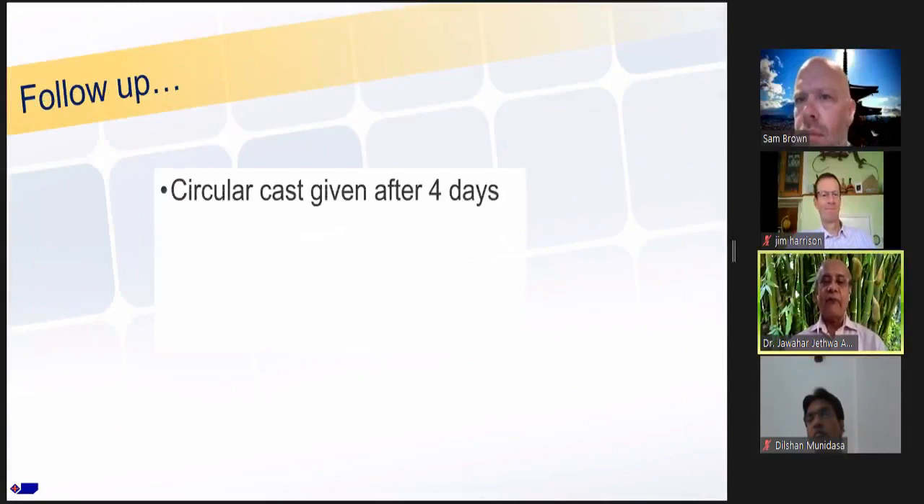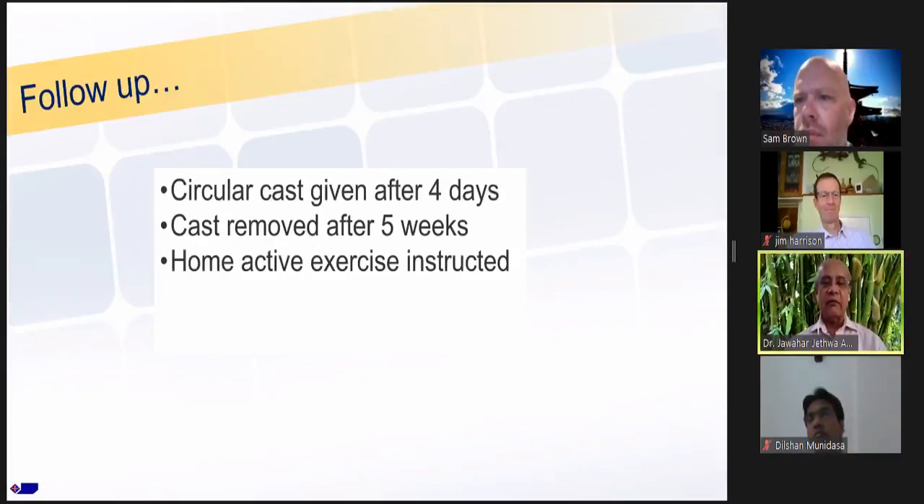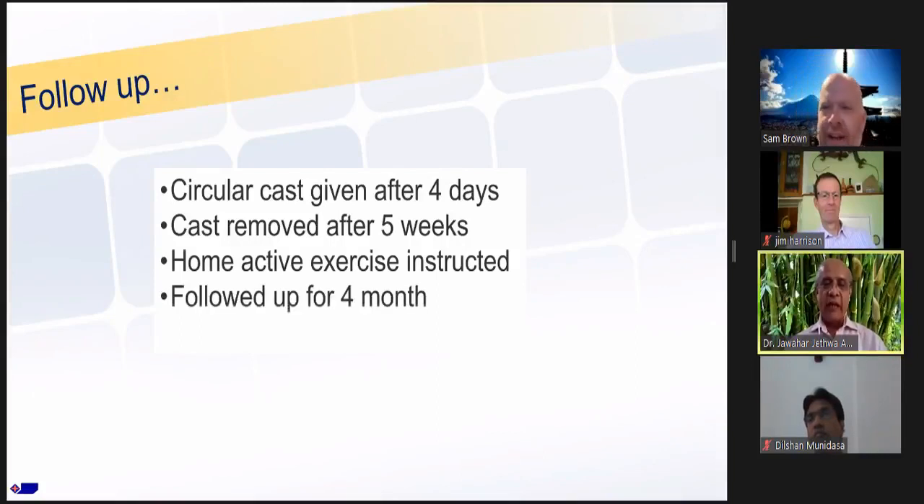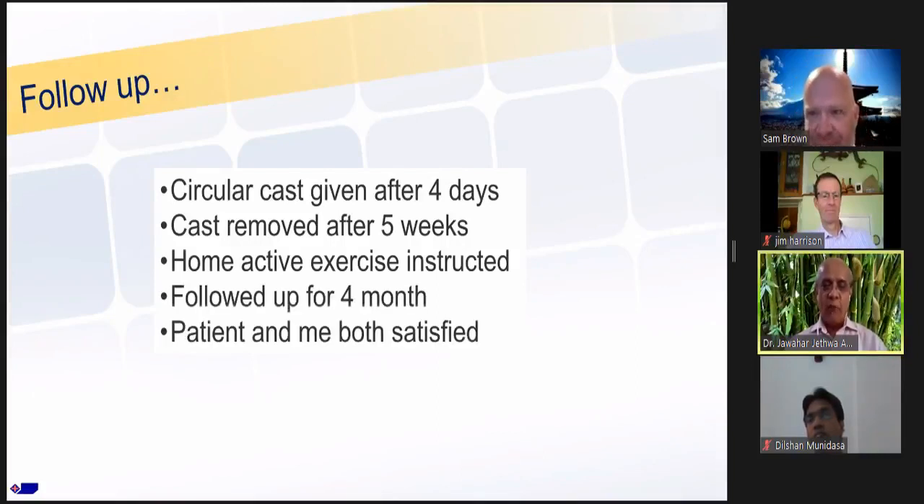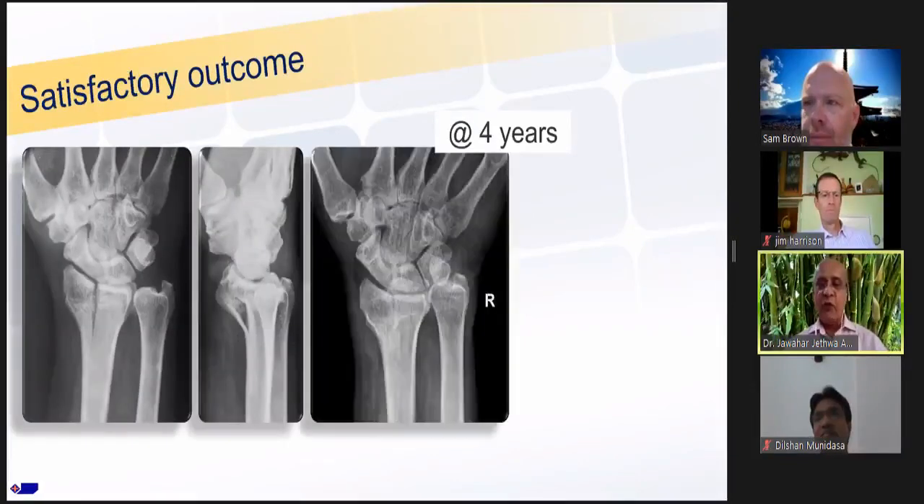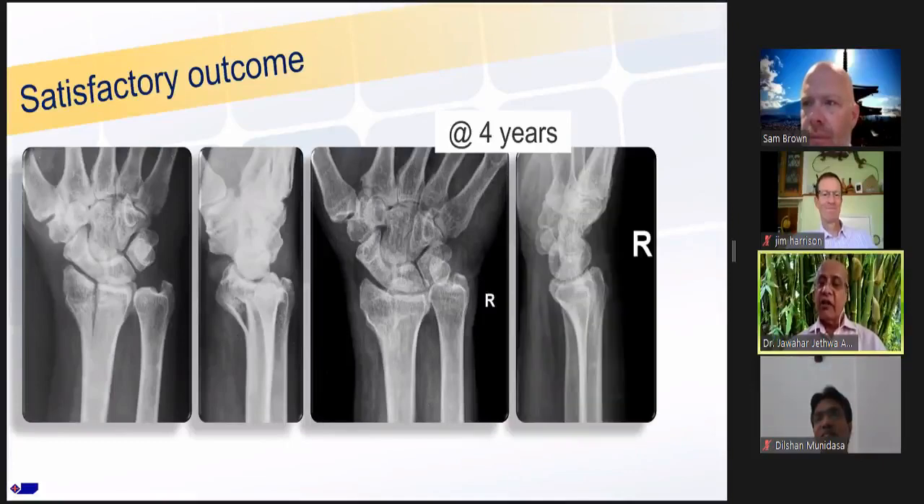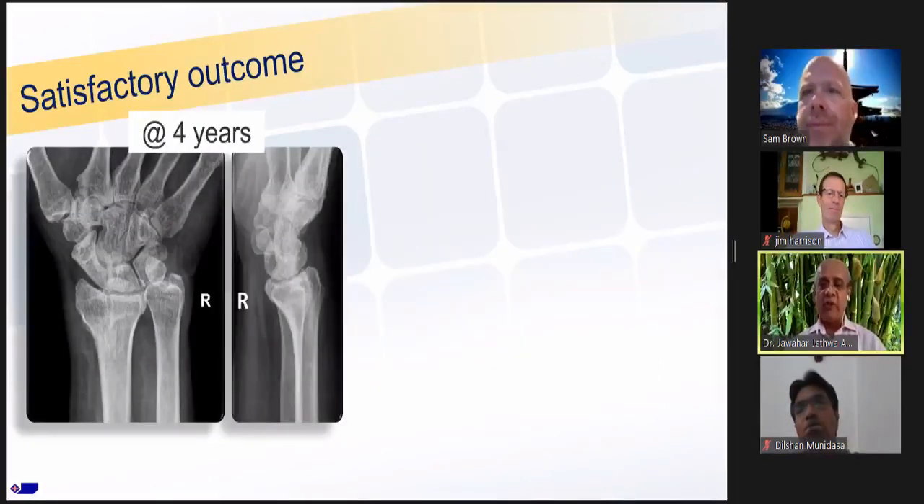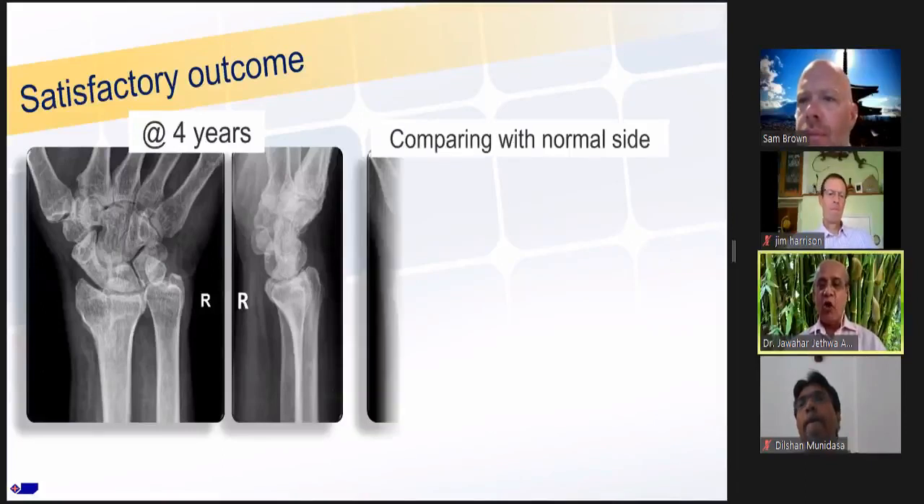Then I did follow up for circular cast, which was removed after 5 weeks. Home active exercise instructed, follow up for 4 months. And at that time, patient and I both were satisfied. What I mean by satisfaction: this is the original fracture at the end of 4 years. This is how nature has given a fantastic remodeling, a very good healing, a minimal intra-articular gap. And then I tried to check it with the normal side, and so I compared it with the normal.